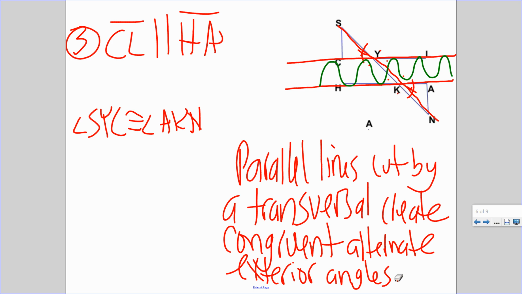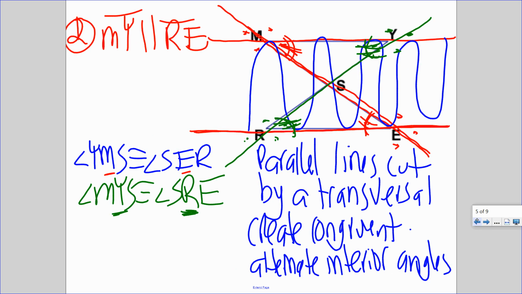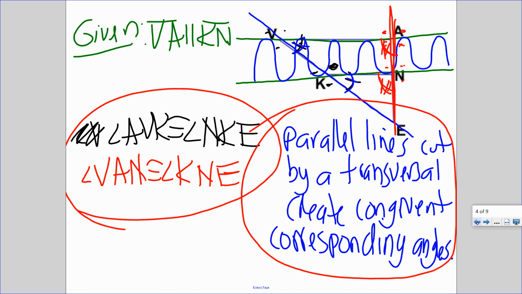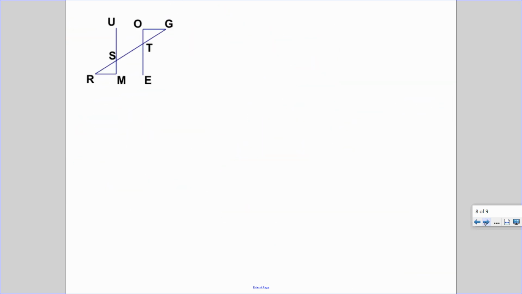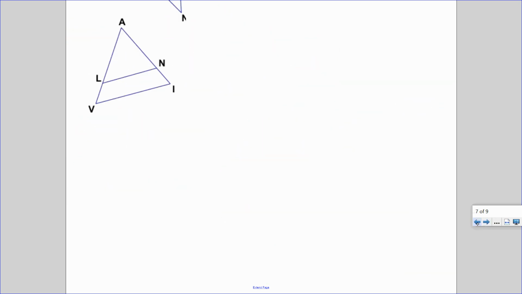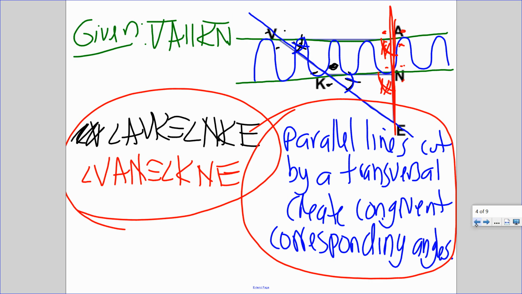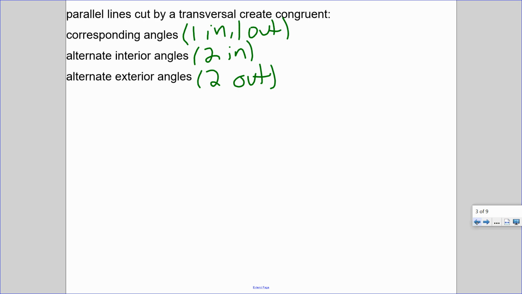In the two previous examples, there were two transversals, the red and the green, and this one had two transversals, the red and the blue. So 4, 5, 6 are just like 1, 2, and 3. Use them as a model. Follow and extend your transversal. Put your 8 dots in. Whichever of those 8 dots are angles of a triangle are the angles that you want. State that they're congruent. Your reason is always parallel lines cut by a transversal create congruent.